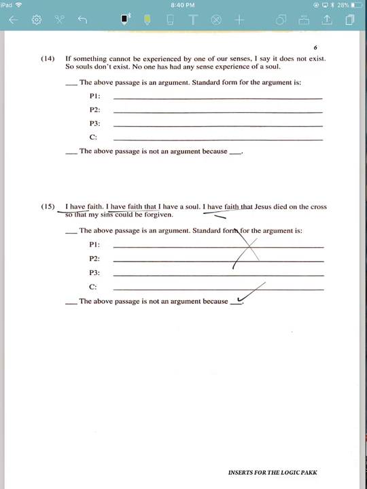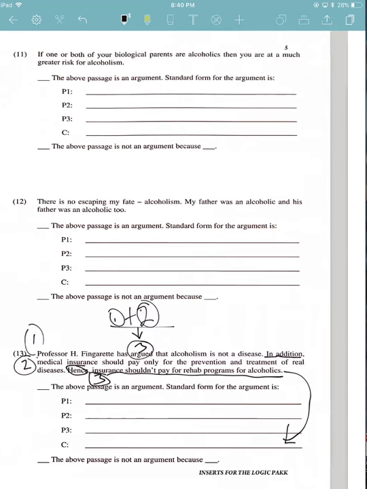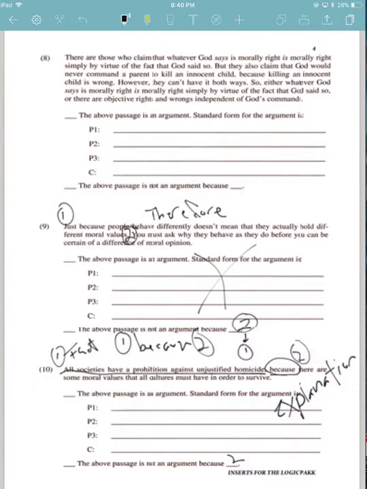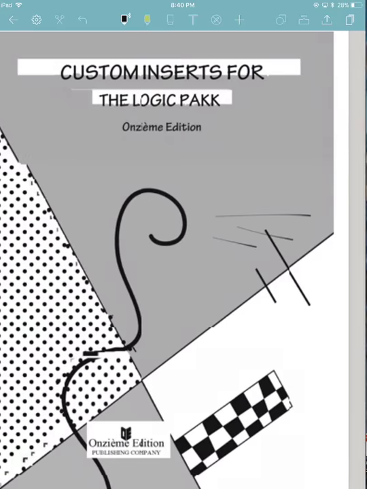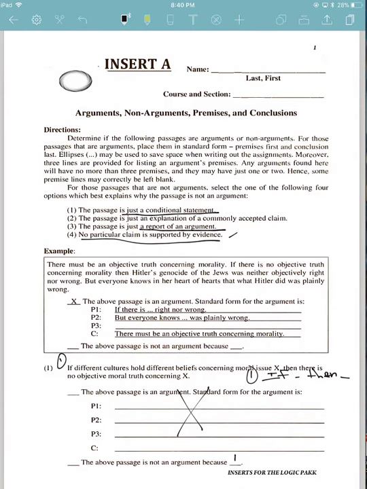So let me go ahead and stop this, and hopefully that helps you. I also mapped out a little bit on how to diagram these particular ones as well. So hopefully that serves as a little review. All right, on that note, let me go to the next video.